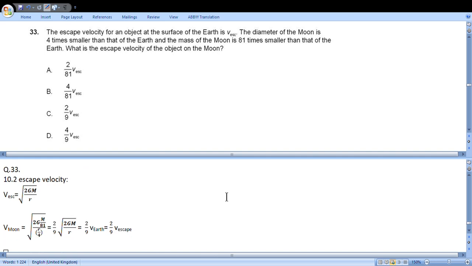Next question. The escape velocity of an object on the surface of Earth is V escape. The diameter of the Moon is 4 times smaller than the Earth, and the mass of the Moon is 81 times smaller than that of Earth. What is the escape velocity of the object on the Moon? So, section 10.2, escape velocity. On the Moon, we express the mass of the Moon in terms of the mass of Earth, and the radius in terms of the radius of Earth. Then we take factor 2/9 and we get an expression for escape velocity on Earth. So we get 2/9 of the escape velocity on Earth. So it is C.